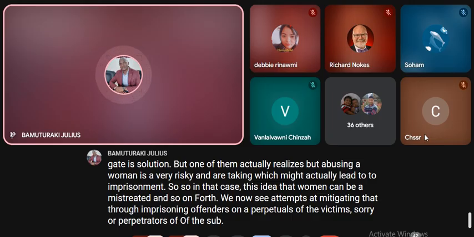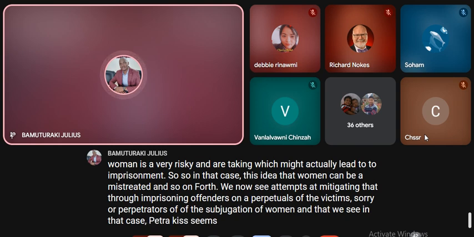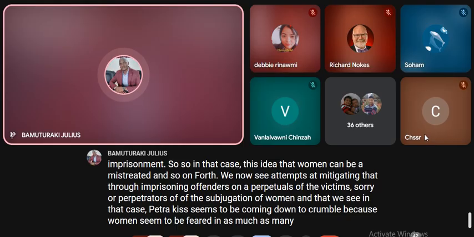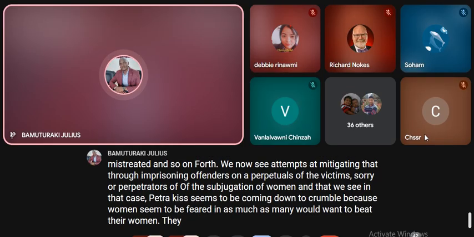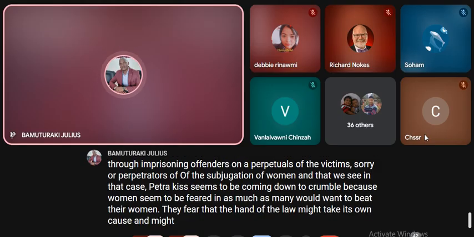perpetrators of the subjugation of women, and that we see in that case, patriarchy seems to be coming down to crumble because women seem to be feared. In as much as men would want to beat their women, they fear that the hand of the law might take its own course and it might dawn on man, and that might not end very well.